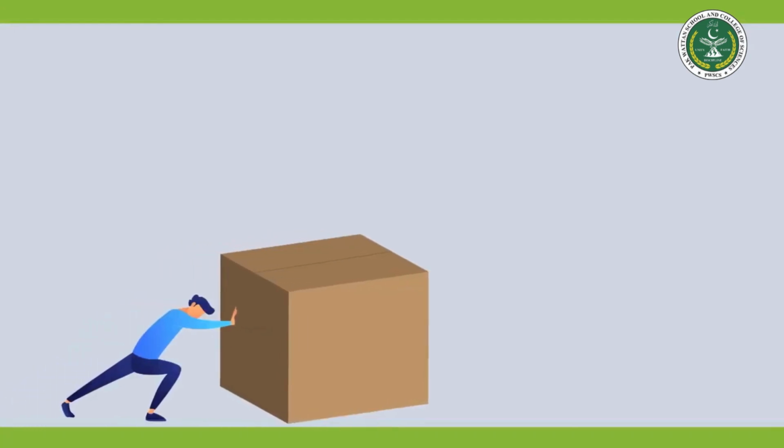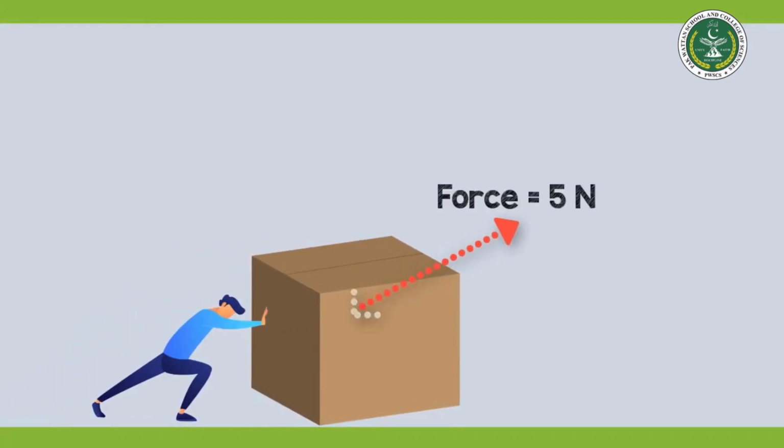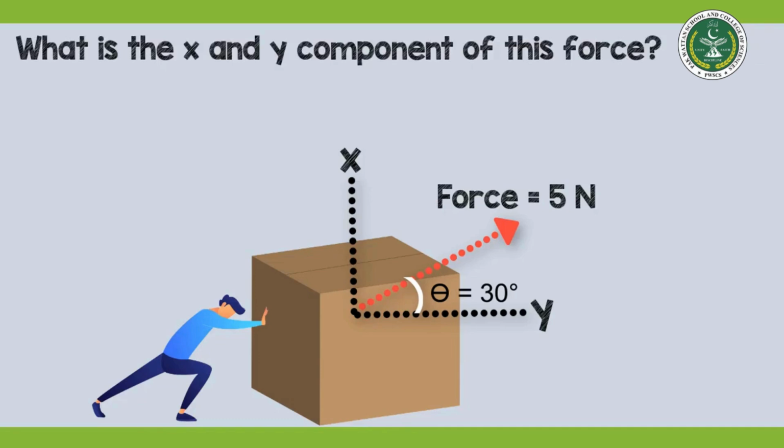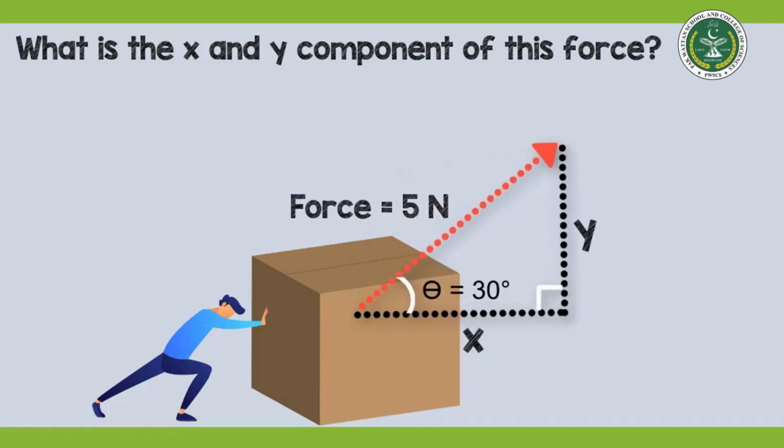A 5 Newton force is applied to the box at an angle 30 degrees counterclockwise from the positive x-axis. The question is, what is the x and y component of this force? Let's view this force as a right triangle. We just need to get the value of x and y, and that will be the x component and y component of the force 5 Newton.